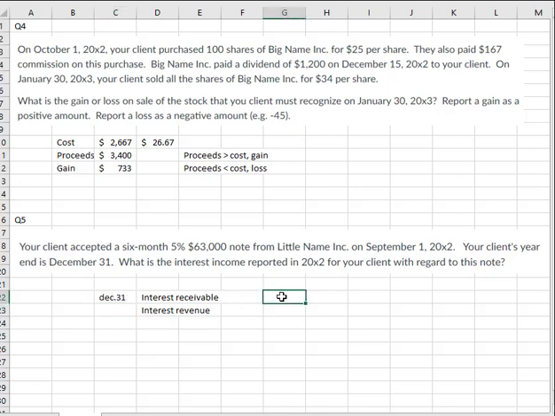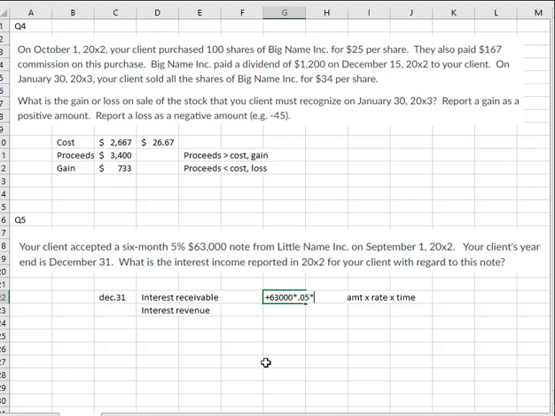How much? So interest is the loan amount times the rate, the annual interest rate, and all interest rates are annual unless told otherwise, times time. What portion of the year are we looking at? So we have a $63,000 loan and a 5% annual rate. And how many months out of the year do we have?